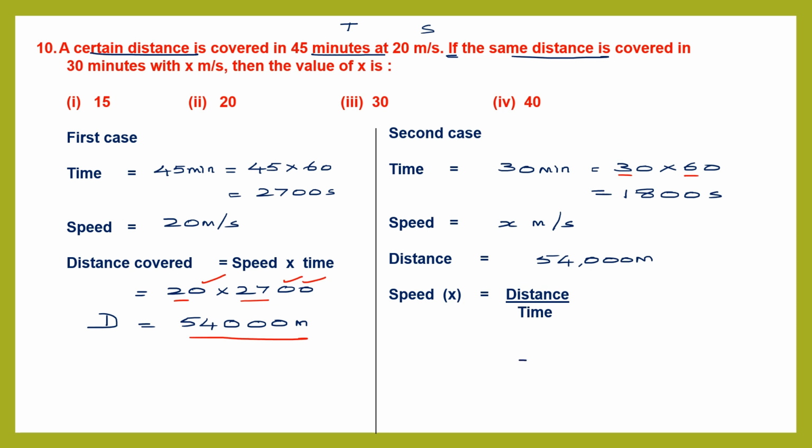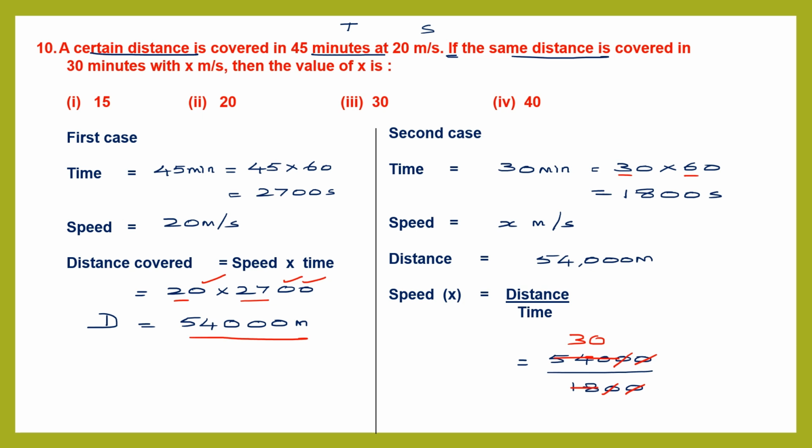Now we are going to find the speed, and the formula for speed is distance by time. So the distance is 54,000 meters and the time is 1800 seconds. Now let's cancel. We can cancel these two zeros and these two zeros. We can also cancel 540 by 18 because 18 into 3 is 54. So 18 into 30.